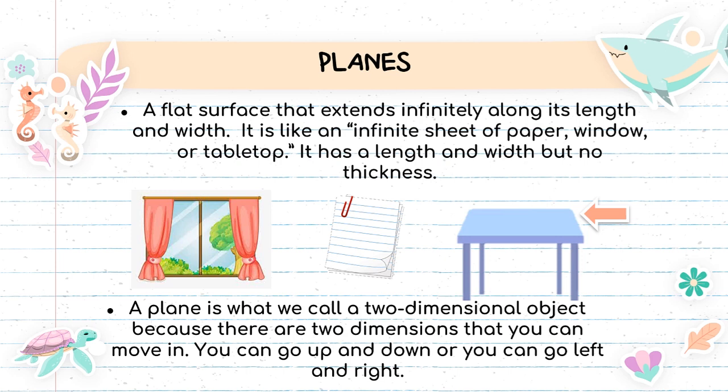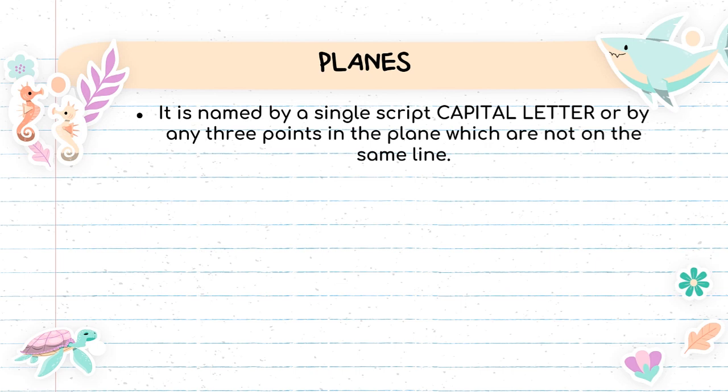A plane is what we call a two-dimensional or 2D object because there are two dimensions you can move in. You can go up and down, or you can go left and right. So those are the two dimensions. A plane can be named by a single script capital letter, or by any 3 points in the plane which are not on the same line. An example of a plane is your screen: the screen of your phone, laptop, desktop, or tablet. Those are real-life planes.